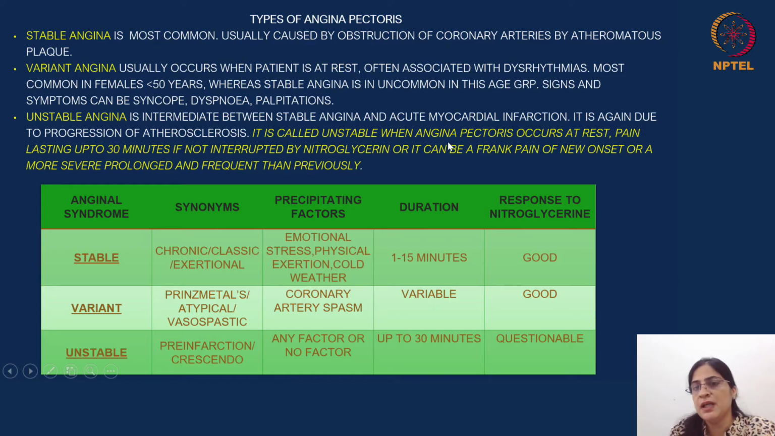It is called unstable when angina pectoris occurs at rest, because stable angina most commonly happens with exercise. Or in case of pain which is lasting up to 30 minutes, that means more than 15 minutes, if not relieved by nitroglycerin. Or it can be a sudden acute pain of new onset, that pain has never happened before, or a pain more severe, prolonged and frequent than previous pain. That can also be unstable angina. So the duration is more than 15 minutes, up to 30 minutes, and response to nitroglycerin will be questionable in case of unstable angina.